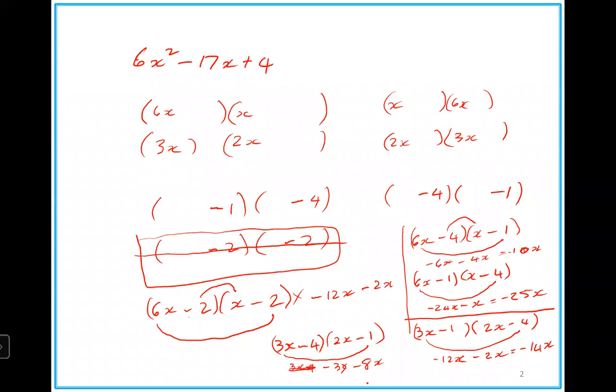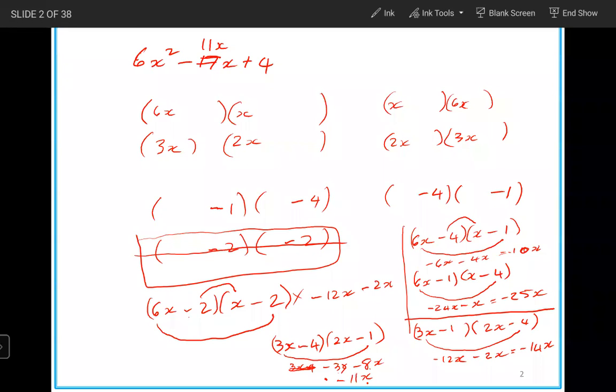Oh, sorry. I just realized what we did. I wrote the wrong thing. It should be 6x squared minus 11x plus 4. So this middle term should be minus 11x. Yeah. All right. So this one that we just did, -3 minus 8, gives us the negative 11x, which is what we were looking for. So 3x minus 4 times 2x minus 1 would give us the result. That would be the factorization of this.